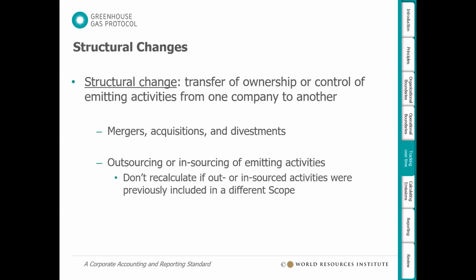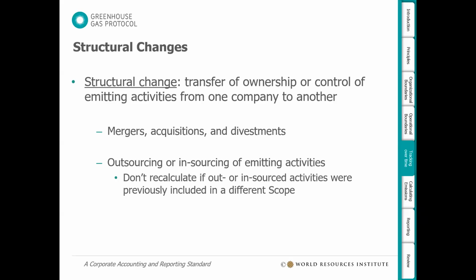And here, structural change is defined as the transfer of ownership or control of emitting activities from one company to another. Different types of structural changes exist. So one is the purchase or divestment of operations that existed in the base year. Another is outsourcing or insourcing of emitting activities. We'll have some examples of those in just a minute. Both of those structural changes will trigger base year recalculations, provided that the change meets the significance threshold.